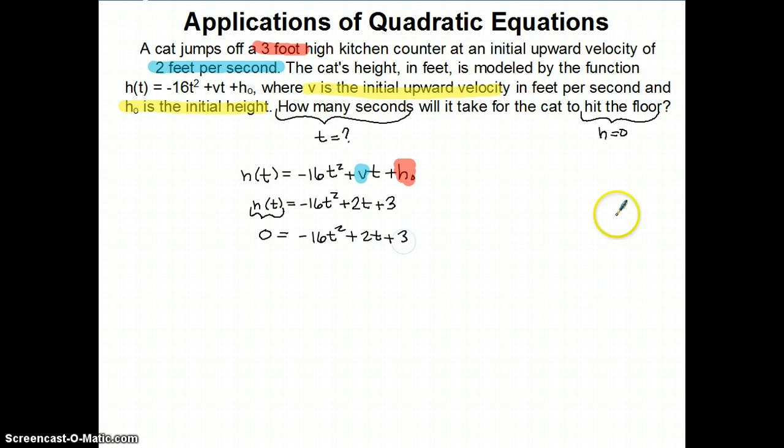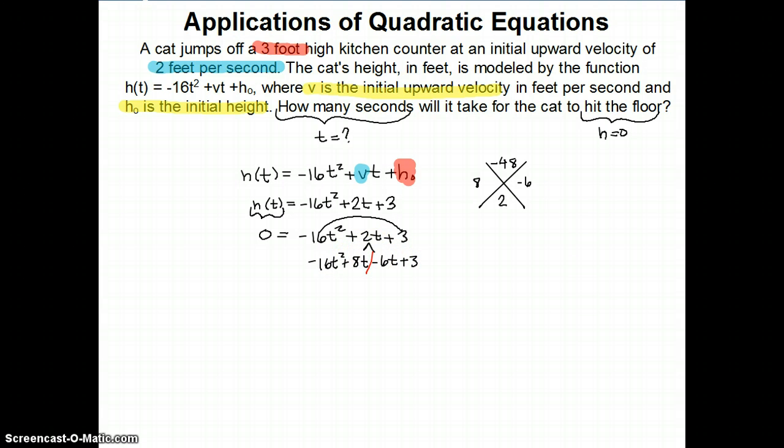First thing we'll do is see if we can factor this. So setting up my diamond, negative 16 times 3 is a negative 48. And on the bottom I need a positive 2, and there are two numbers that work. That would be positive 8 and negative 6. So I'm going to split up my 2t with 8t minus 6t. I still have negative 16t squared in front and a positive 3 behind.